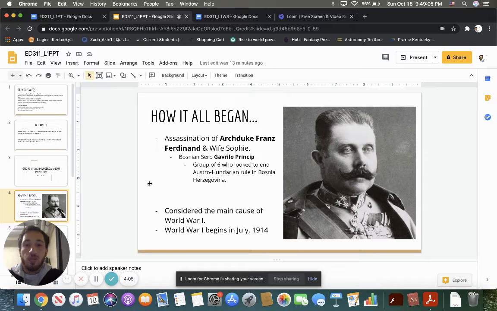There was a Serbian group called the Black Hand, led by Gavrilo Princip and a group of six others, who were looking to end the Austrian-Hungarian rule in Bosnia-Herzegovina. So what they did is they assassinated the Archduke in order to end that kind of rule and set a tone.